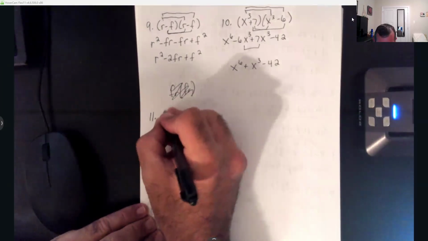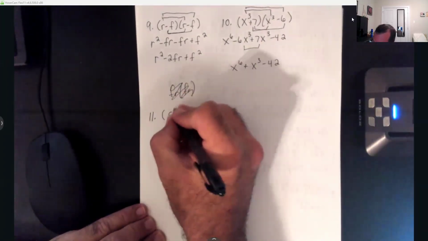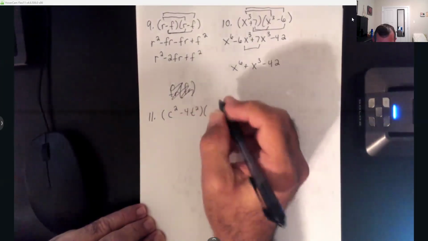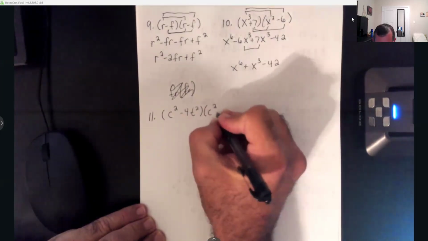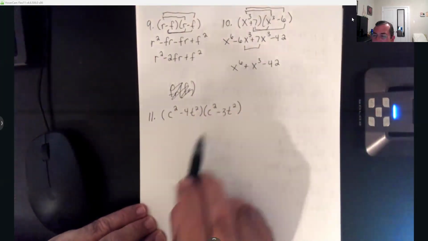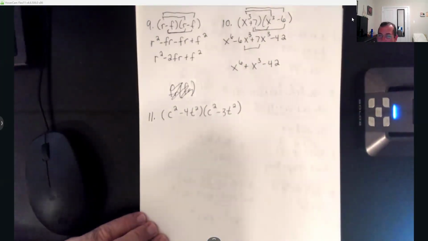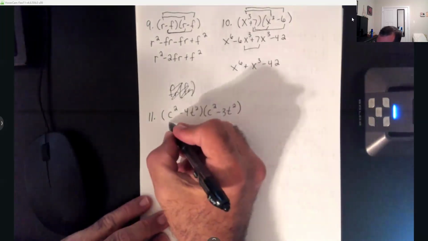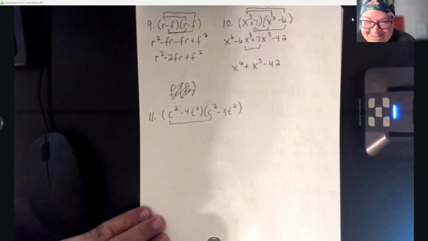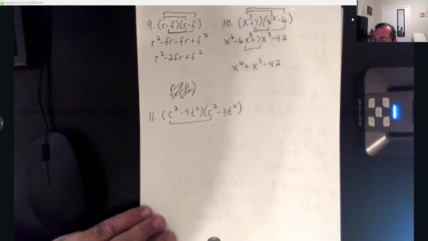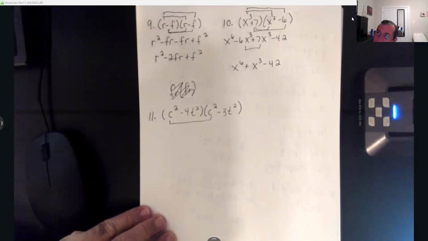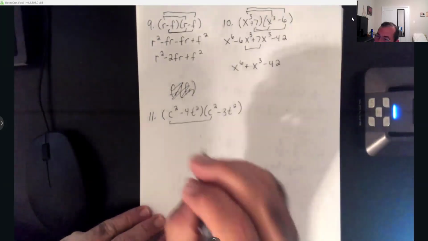Now y'all, one more to go. (c^2 - 4t^2) times (c^2 - 3t^2). So they're playing with the alphabet on this one just to see what y'all do to it. Let's walk through this one. A c squared times a c squared. You can't get that wrong. Multiplying or adding on that one, 2 times 2 is 4, 2 plus 2 is 4. So we got a c to the 4 no matter what on that one.